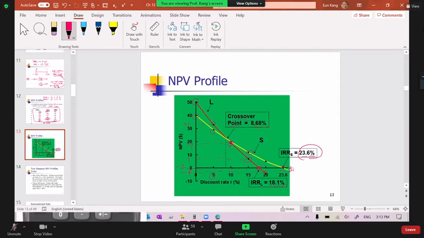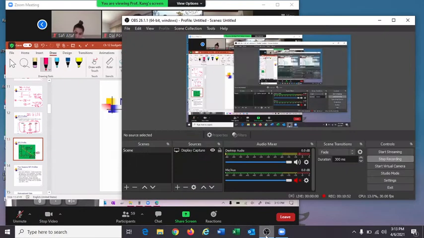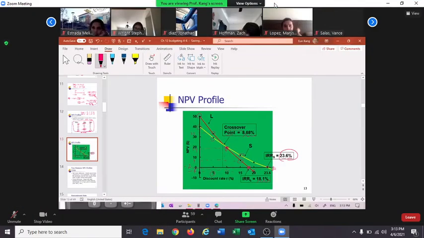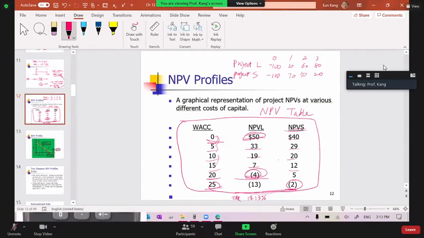And we get 8.68%. And the crossover point is what? It is where two projects have the same net present value, right? All the other WACC net present values are different, right?